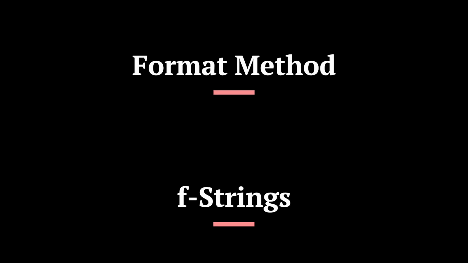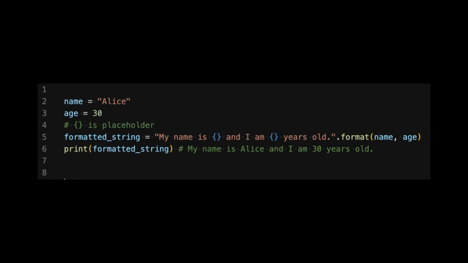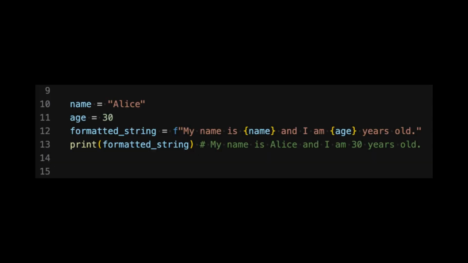Python provides several ways to format strings, but today we'll focus on the format method and f-strings. Here, we use the format method to insert variables, name and age, into the string. The placeholders are replaced by the variables in the order they appear. F-strings, introduced in Python 3.6, provide a more concise way to format strings. Simply prefix the string with an f and include the variables in curly braces.